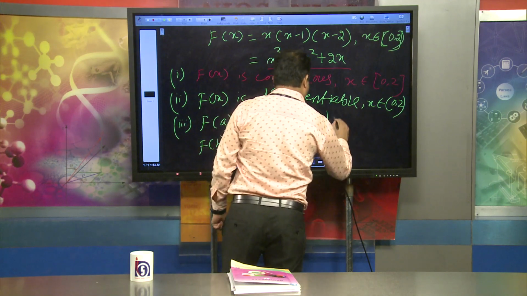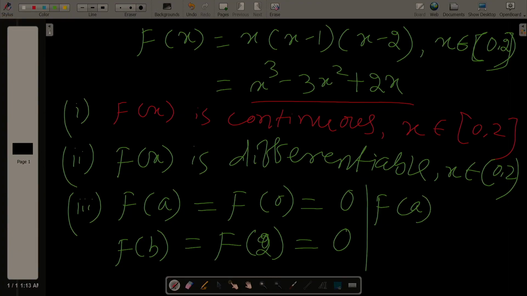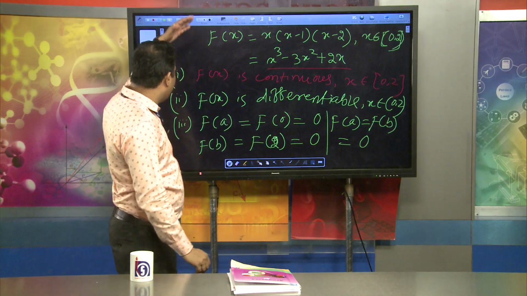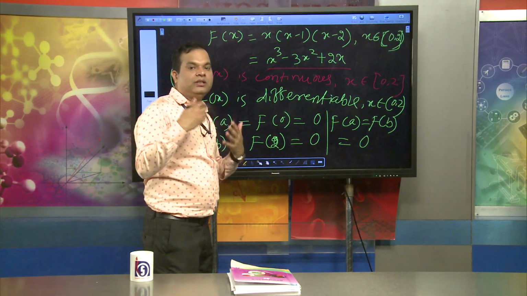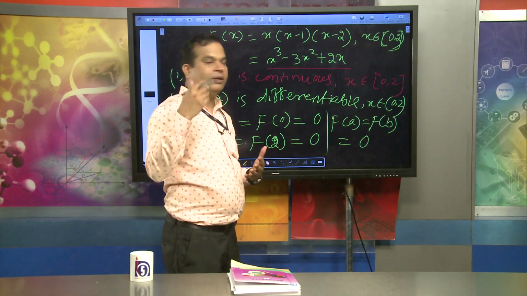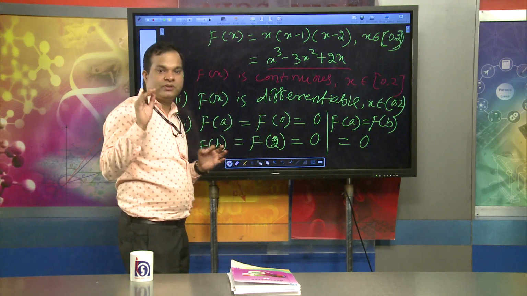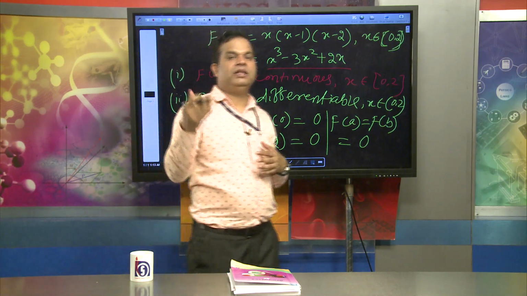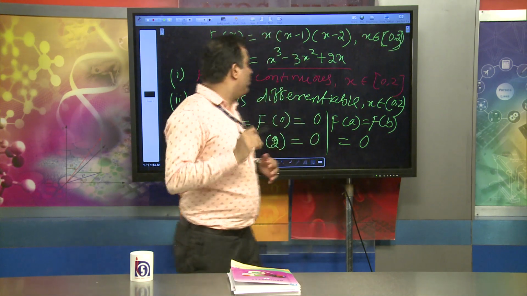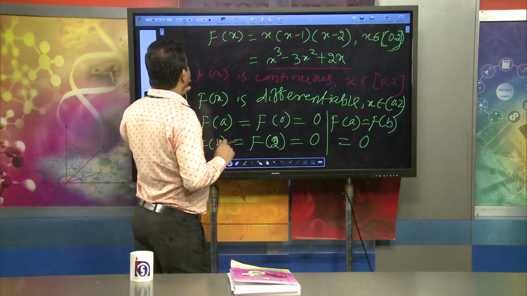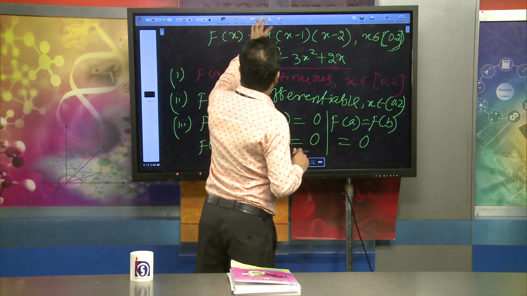So, I can write f(a) equals f(b) equals 0. That means the three conditions of Rolle's theorem are satisfied. When the three conditions are satisfied, there exists a point c such that f'(c) equals 0. So now we will check.